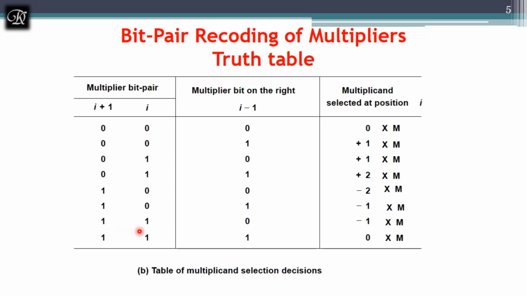And when the current and next bits are 1 and the previous bit is 0, then it's multiplied with minus 1. As I said, when all the bits are the same, it's multiplied with 0.